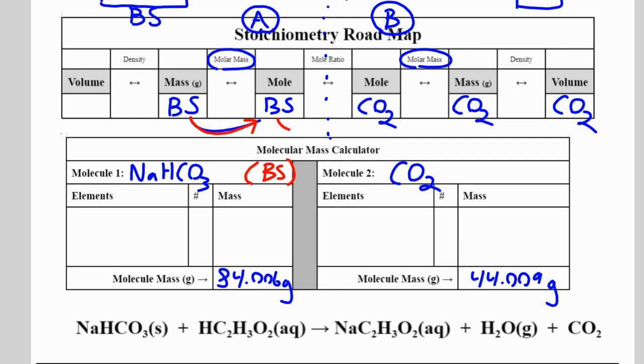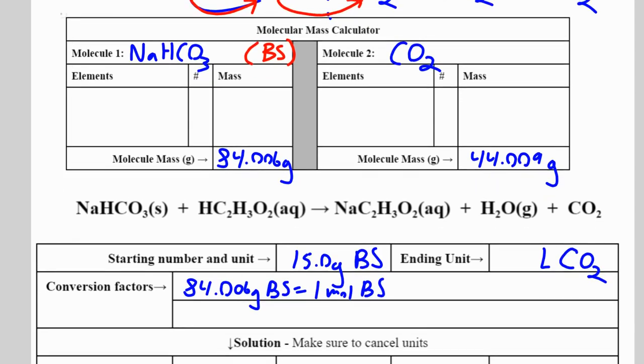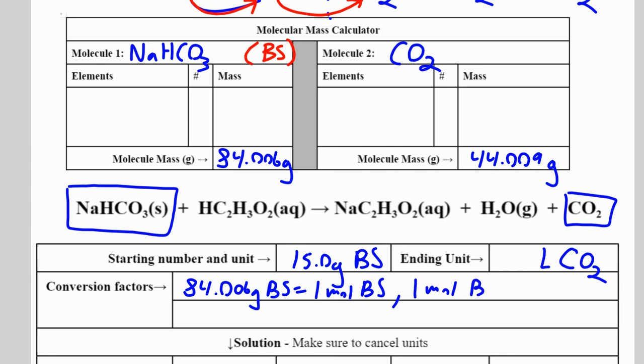Then I'm going to use my mole ratio from the chemical equation to convert from moles of baking soda to moles of carbon dioxide. That relationship is a really easy one in this case. It is 1 baking soda for every 1 carbon dioxide. So 1 mole of baking soda equals 1 mole of carbon dioxide. 1-to-1 molar ratio. It's a very easy one to work with mathematically.